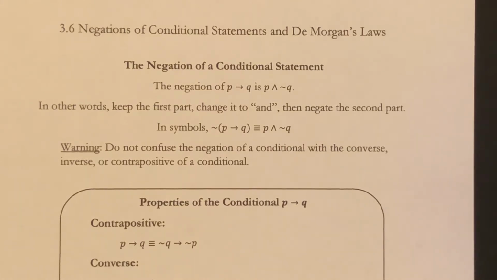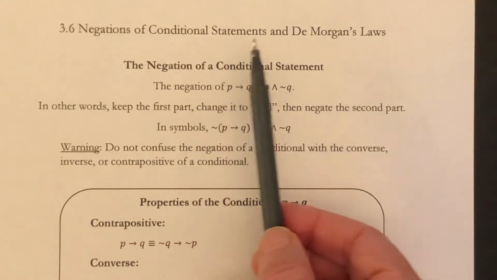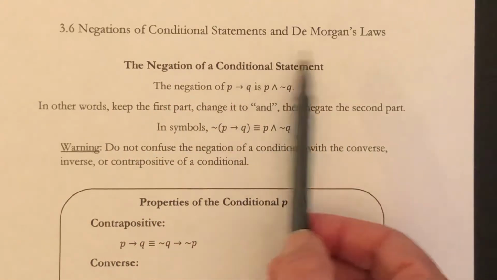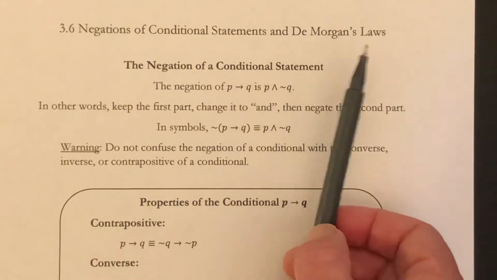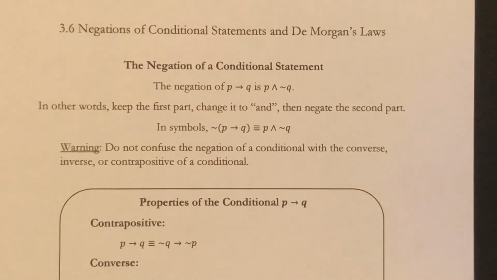This is section 3.6, Negations of Conditional Statements and De Morgan's Laws. We dealt with De Morgan's Laws back in chapter 2. They are coming back. They are essentially the same rules. It's just the way that we talk about what we mean by the word not changed. So our symbols are different, but the same idea exactly is what we've been doing.